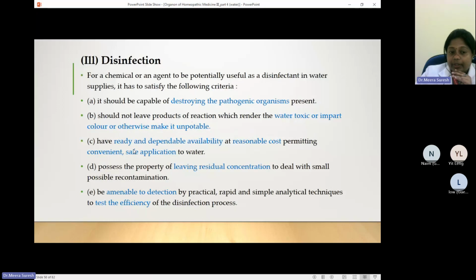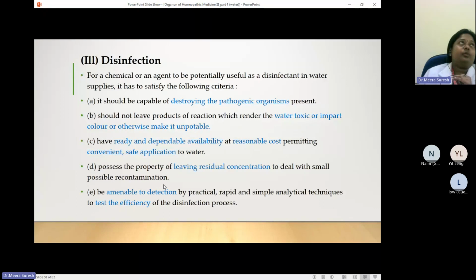This disinfectant should be readily and dependably available. It should be easily available at a reasonable cost, and when we are applying it to water, it should be very convenient for us and safe also. It should have some property of leaving a residual concentration to deal with small possible recontamination. A little should be there, but make sure that whatever residual activity is there, it is not affecting the health of the people who are consuming it.